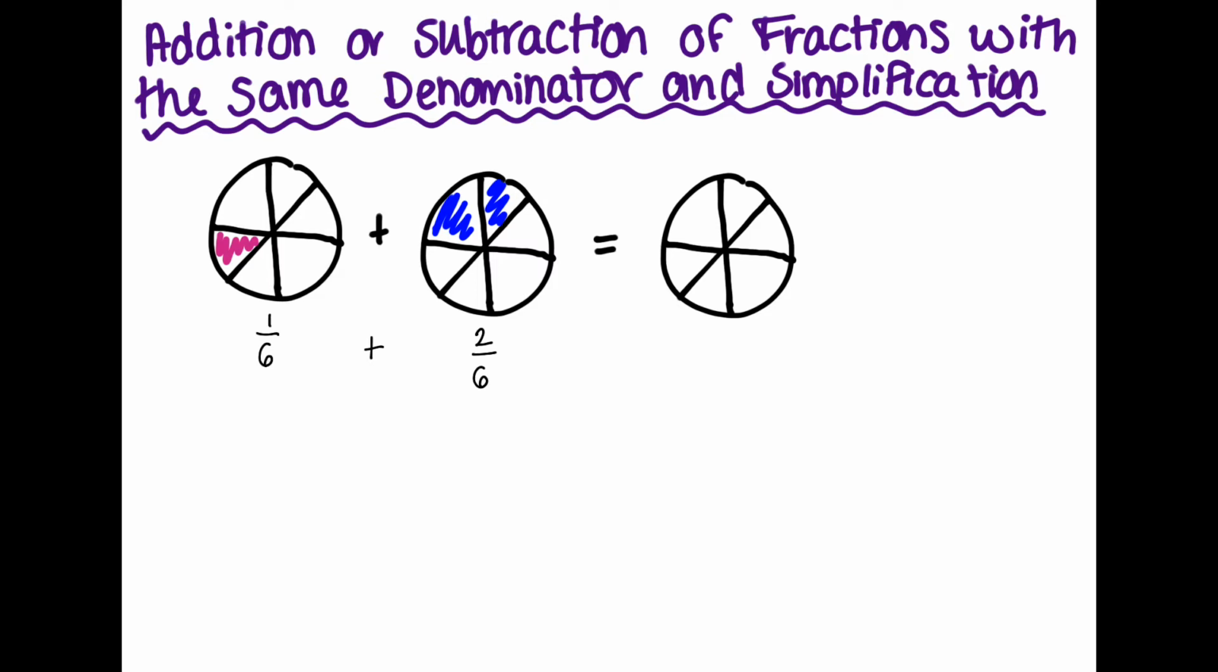If we think about what's happened, I've had 1 slice of the pizza, my friend has had another 2 slices of the pizza. Altogether, we have had 3 out of the 6 slices of the pizza. Notice that the denominator stayed the same. It was 6 in the first one, 6 in the second one, and it's 6 in the third one because the slices of the pizza haven't changed.